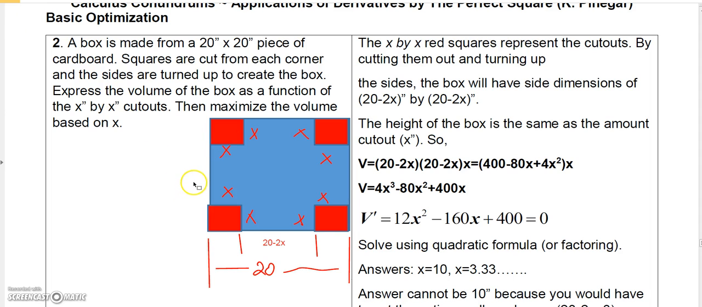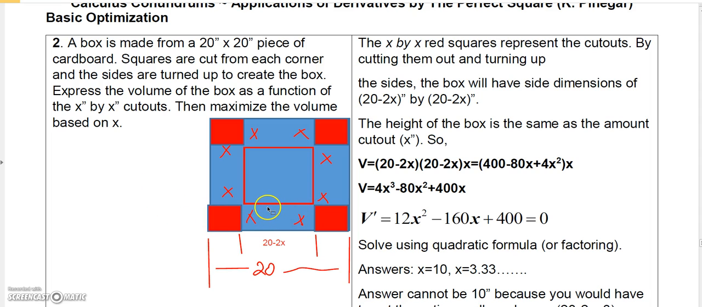What I wanted to show you is that each of these corners that we cut out are just x by x corners. So I'm going to cut out a corner here that's x by x, and a corner here that's x by x. Now, all the sides are going to be the same for the base of the box, but let me show you the base of the box. The base of the box is actually going to look like this.